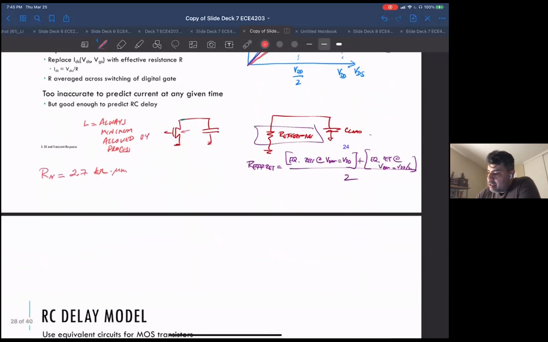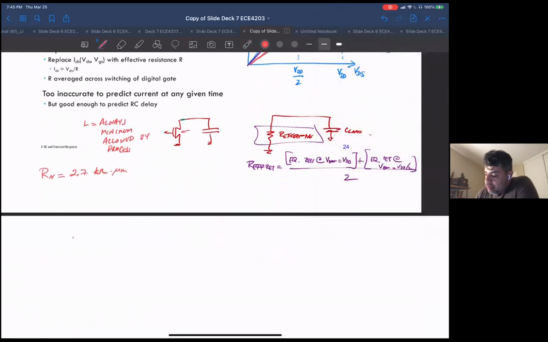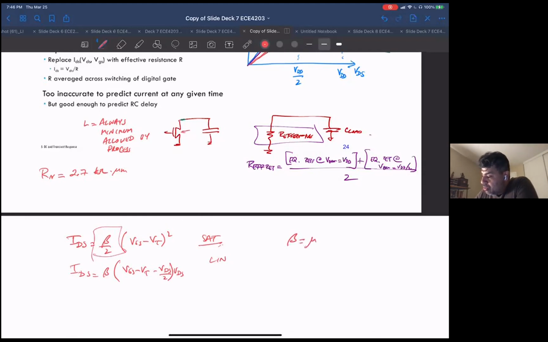As we change our width, remember that in saturation it's beta over 2 times VGS minus VT squared. This is the Shockley model, but you get the idea. In linear, it's beta times VGS minus VT minus VDS over 2, times VDS. So this beta is the key thing, and remember that beta was mu Cox W over L.